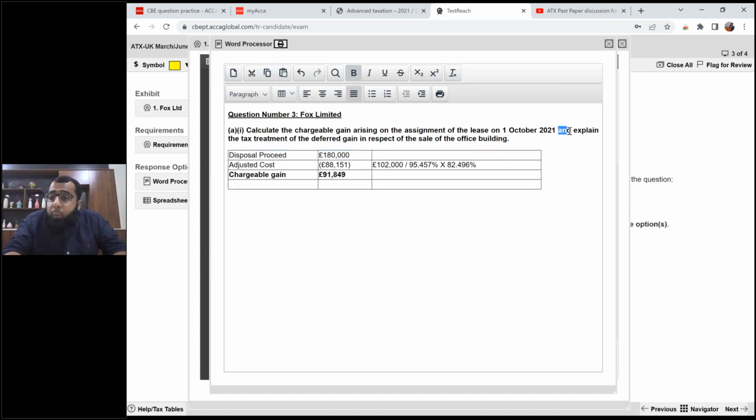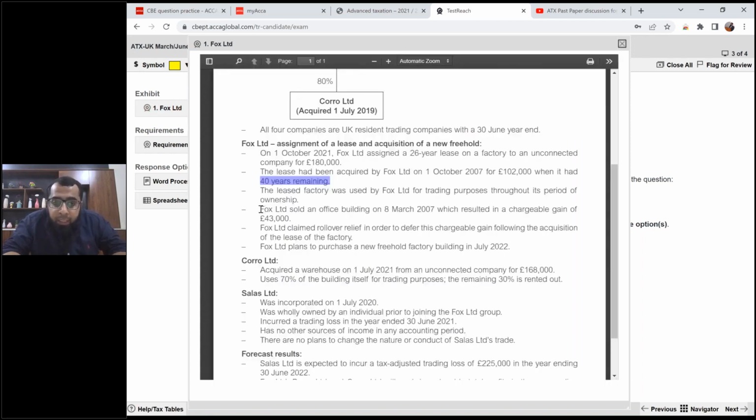Now let's move to the next part. Explain the tax treatment of the deferred gain in respect of the sale of the office building. Now, what was this sale of the office building? See here it was written. Fox Limited sold an office building on 8th March 2007, which resulted in a chargeable gain of £43,000. Fox Limited claimed rollover relief in order to defer this gain following the acquisition of the lease factory.